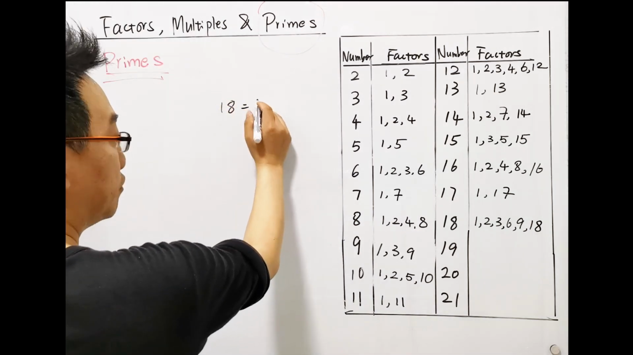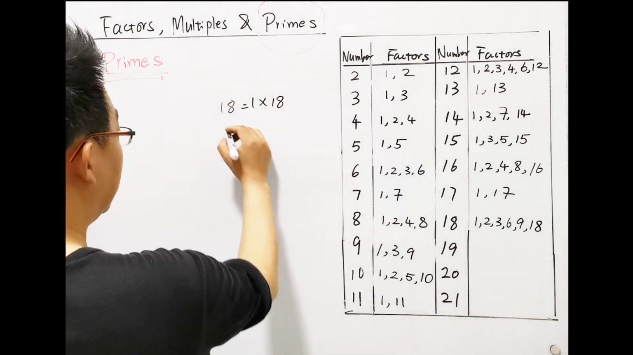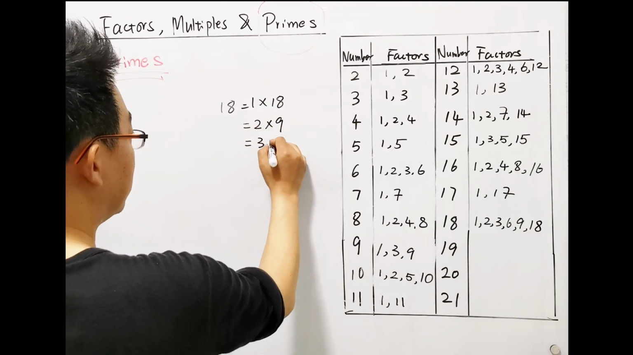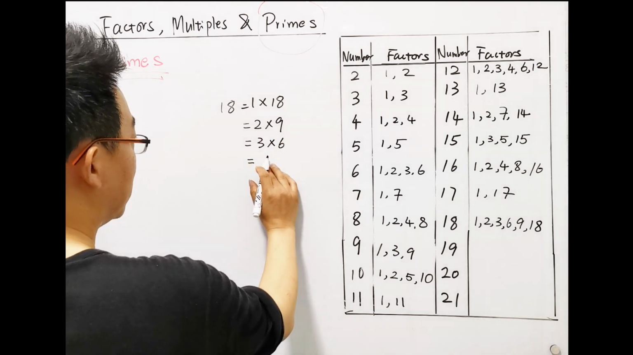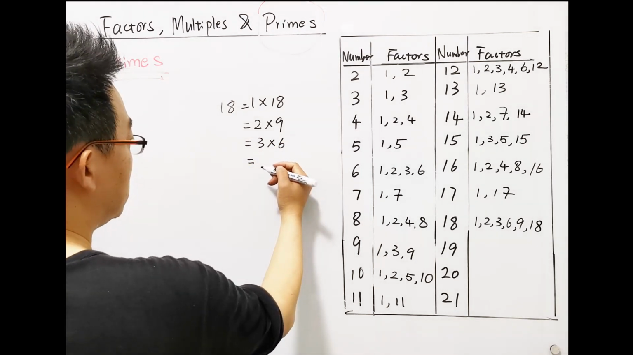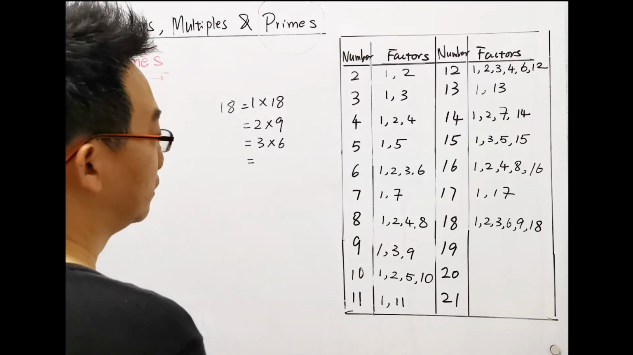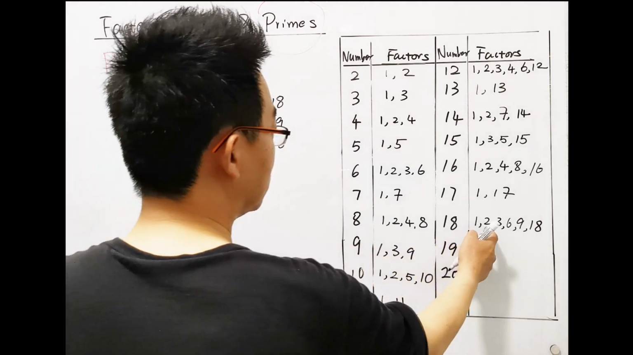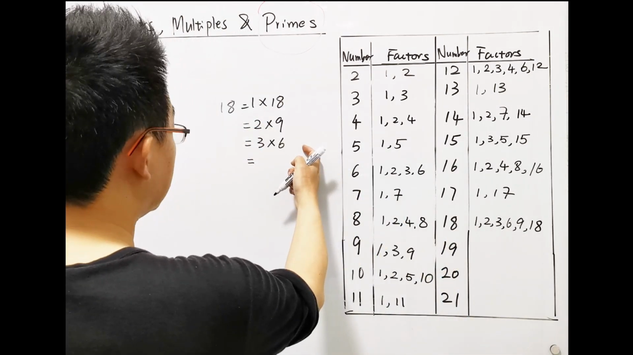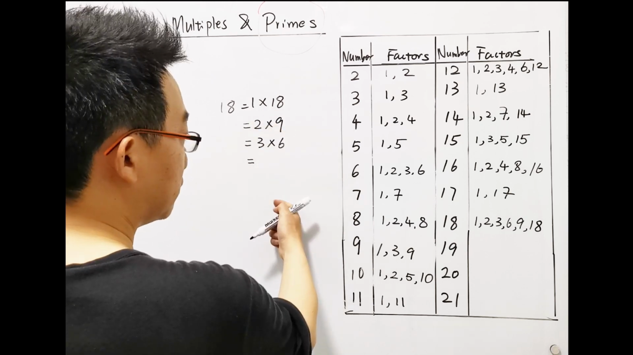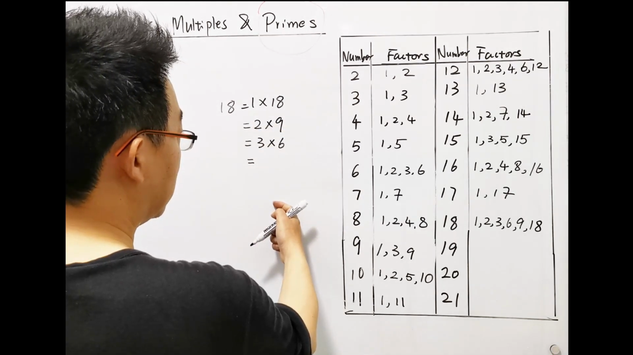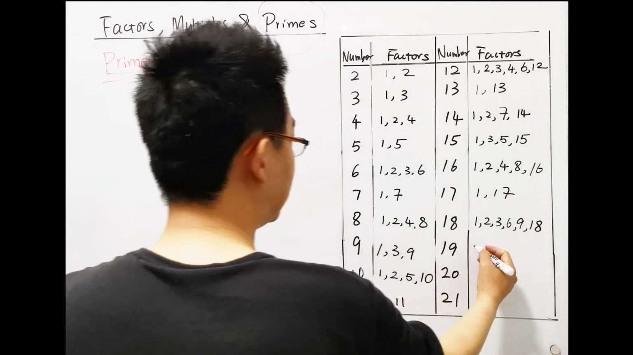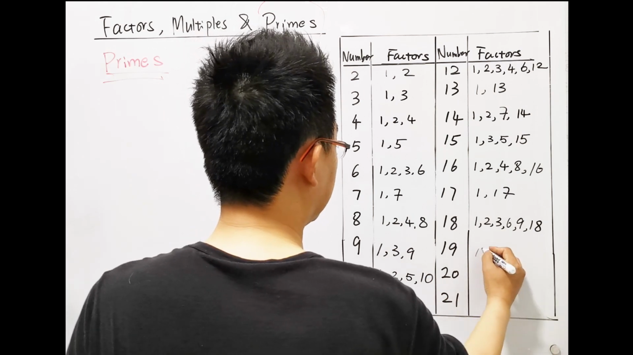So 18 equals 1 times 18, right? The other one, 2 times 9, right? And then 3 times 6, right? The next one is 6, and we most probably have all those numbers already, right? So we have 1, 2, 3, 6, 9, 18. It's including itself, right? So we have 6 numbers, right? Okay, about 19: we have only 1 and 19 itself.